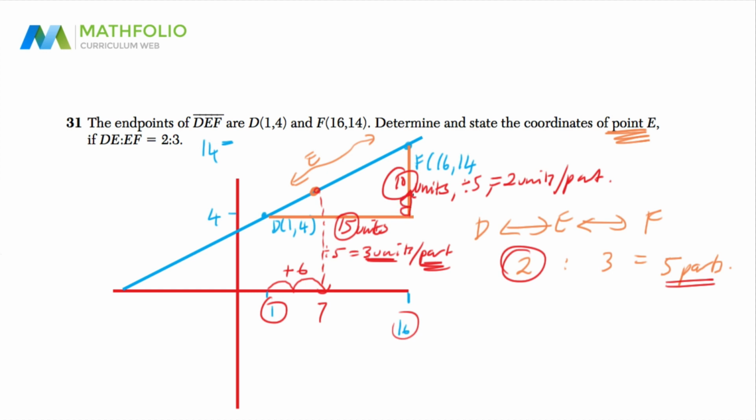So 1, 2, and then read across. So going up 2, if it's 2 units per part, then this is really like plus 4. So we got a plus 4, 2, 4. So this gets us to 8. So our point E is at the coordinates of 7, 8.